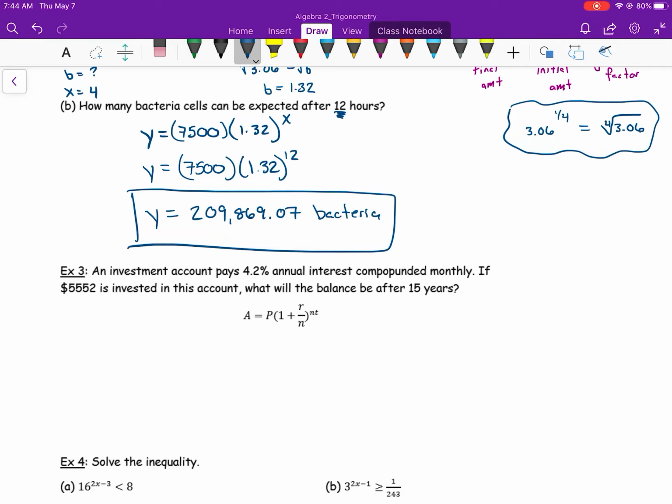So we need to figure out what everything's going to be. So our amount is A, our final amount. P is our principal. And R is our rate. N is the number of times compounded. And then T is time.